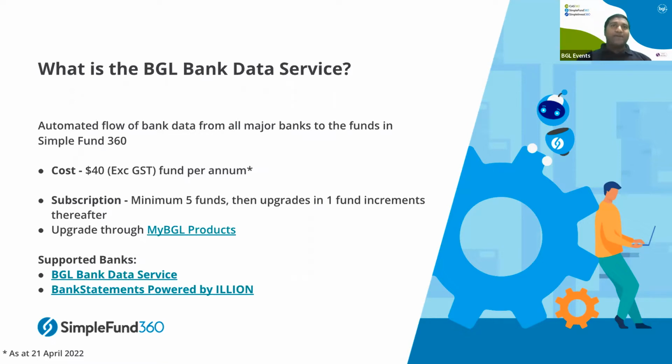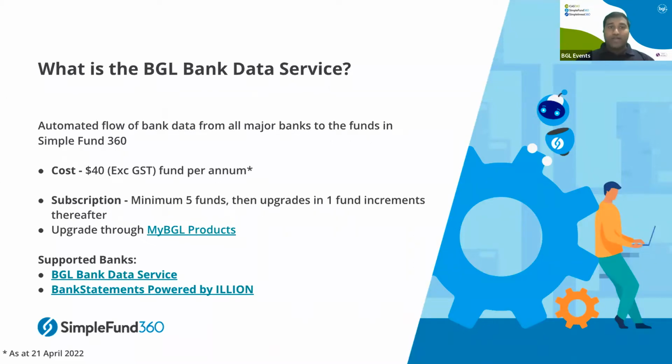So with the BGL Bank Data Service, just a bit of background about how it works and the cost side of things. This is an add-on to your SimpleFund 360 license. So it's not included in the base price. It is an additional add-on. The cost of the BGL Bank Data Service is $40, excluding GST, per fund per annum. Okay, so if you're on monthly billing, this can definitely also be added onto your subscription as well.